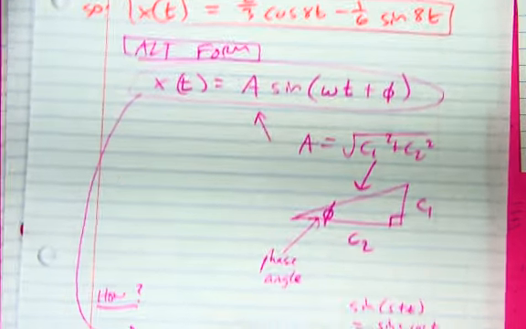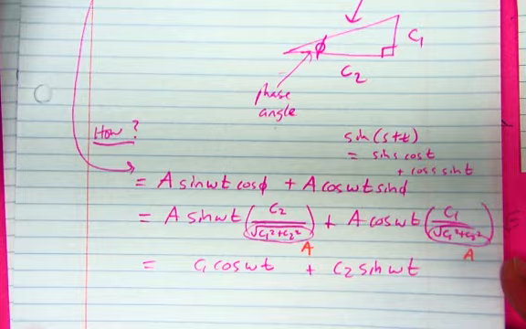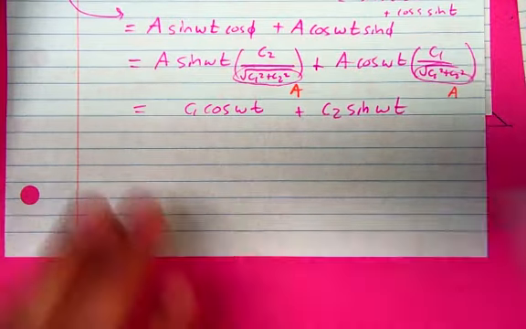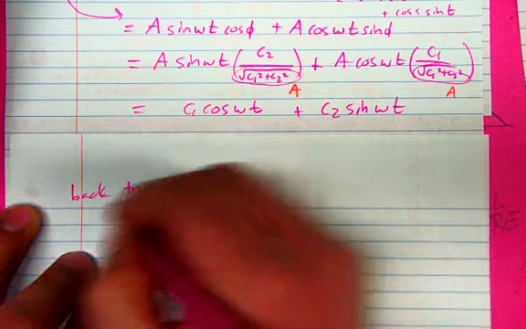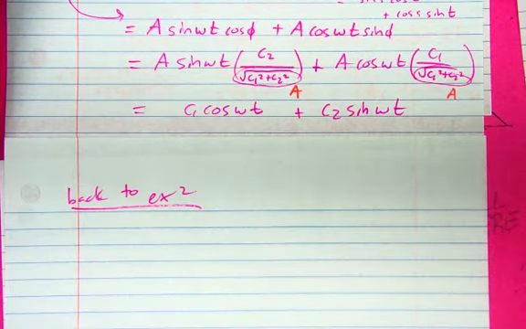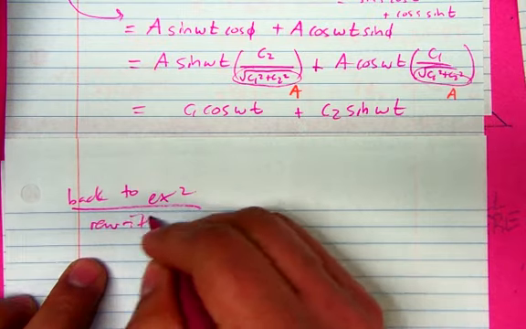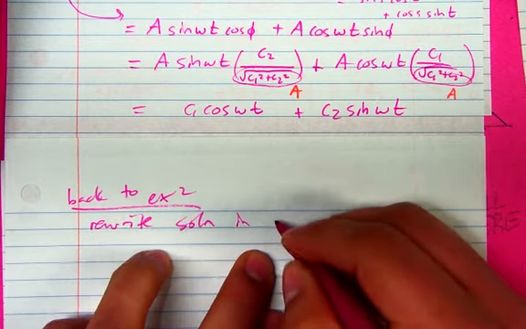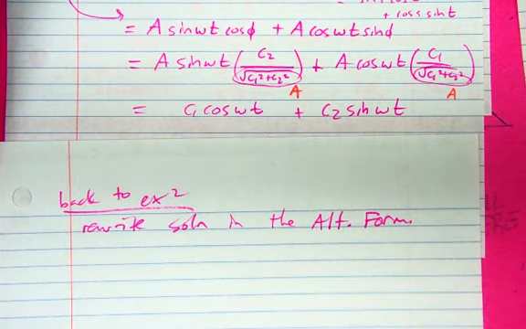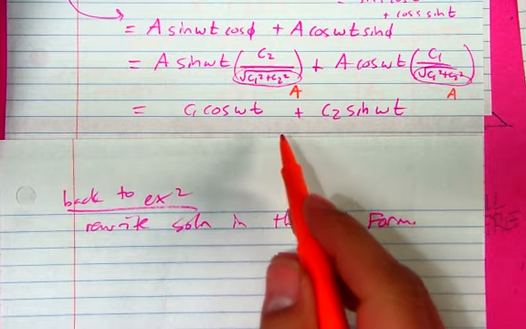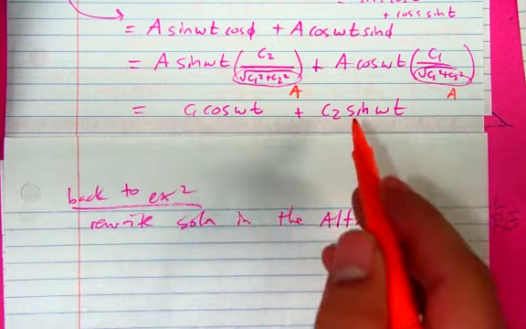Okay? So to finish example 2, if we go back to example 2, let's rewrite the solution in the alternate form. Now it'll be easier to find amplitude when it hits equilibrium, because you can't really do that when it's written in terms of a sine and a cosine function, unless you graph it and do it graphically.